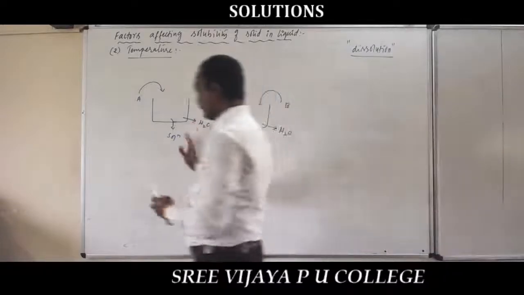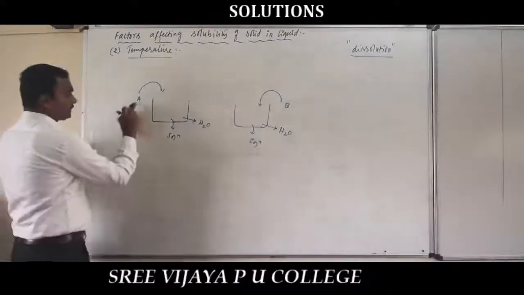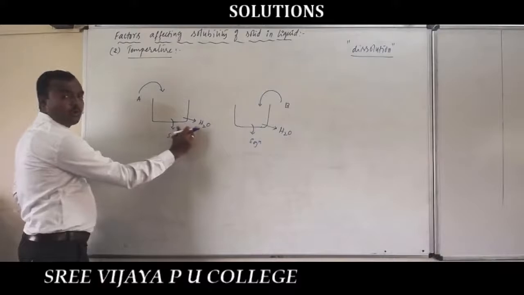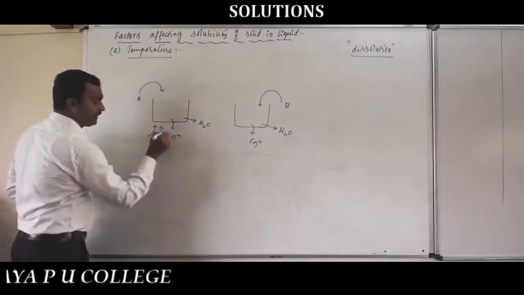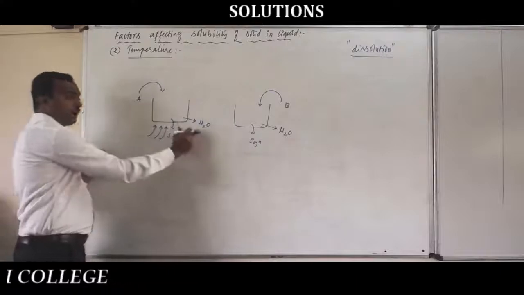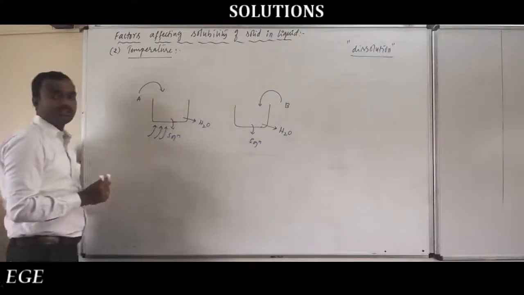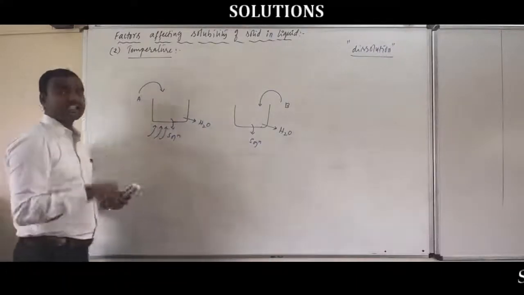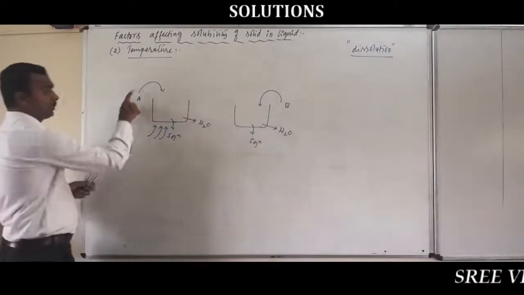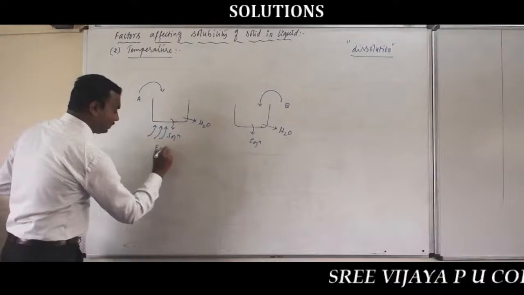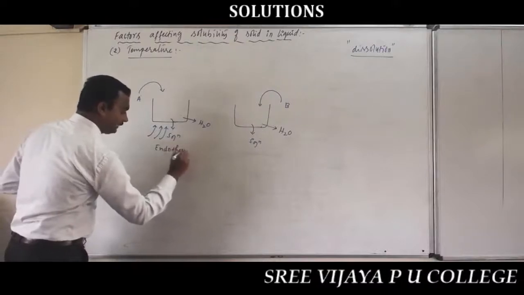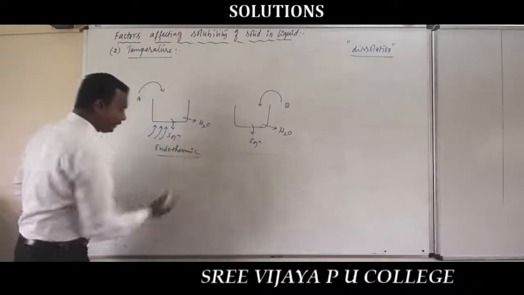In the first case, the solution of A in water absorbs energy. A is water soluble, but it requires energy absorption. So the solubility of A in water is taken as endothermic. The first case is taken as endothermic.